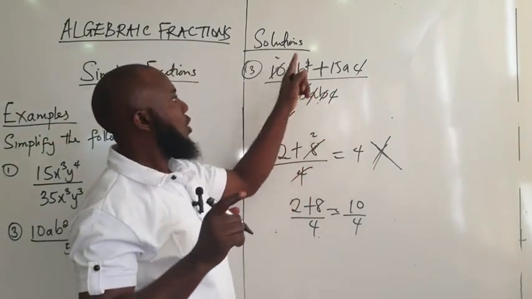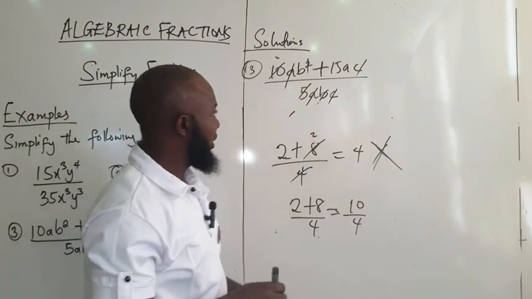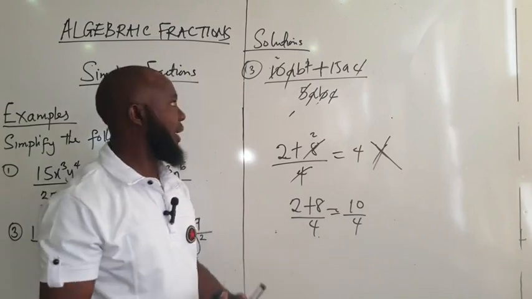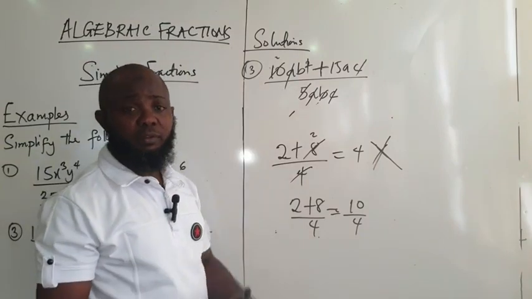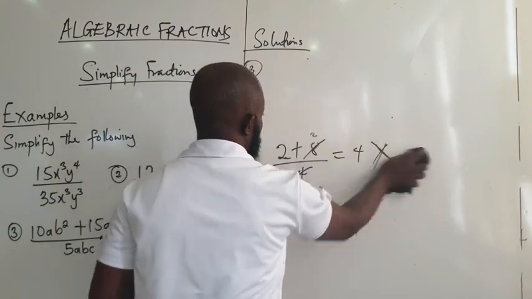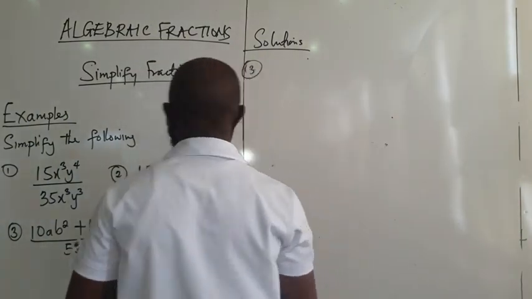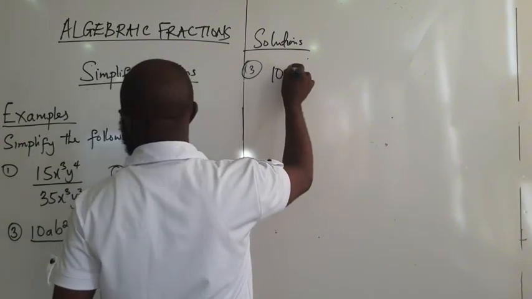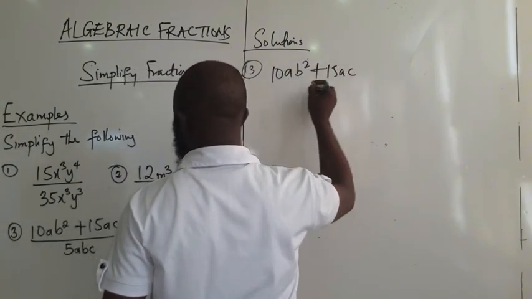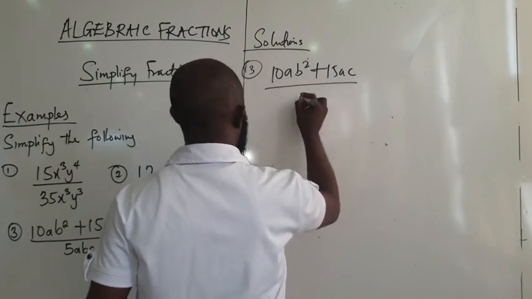Very important. But if what you have between the terms is multiplication, then you can divide. If it's multiplication, you can divide. But here, you can't what? Divide. So is that clear? So that means that what are we going to do? 10ab squared plus 15ac divided by what?